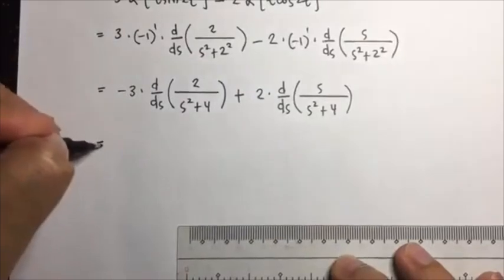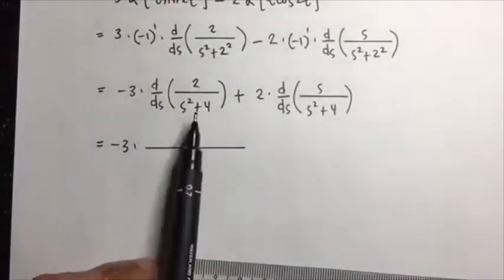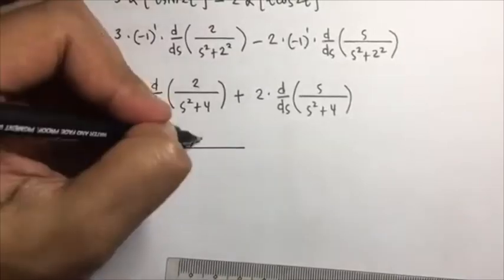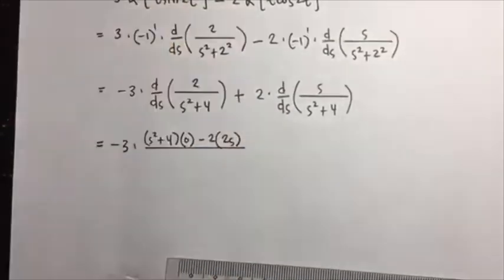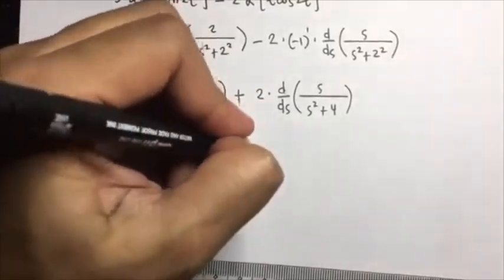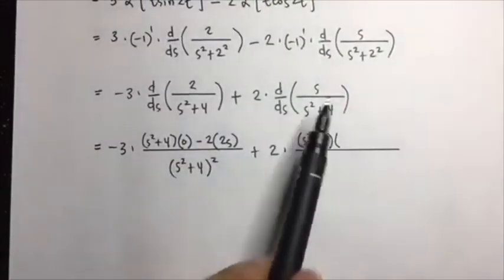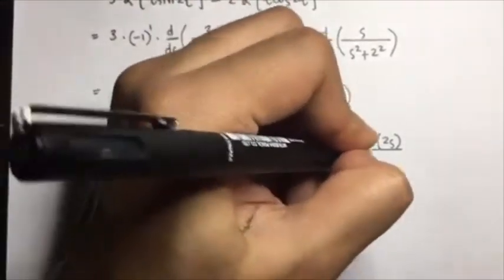Okay, so performing the differentiation, we have negative 3 times the derivative of the first term, which is the denominator s squared plus 4 multiplied by the derivative of the numerator, 0, minus the numerator multiplied by the derivative of the denominator, which is 2s, over s squared plus 4 squared, plus 2 times the derivative of the other one: we have s squared plus 4 multiplied by the derivative of the numerator minus the numerator multiplied by the derivative of the denominator, over s squared plus 4 squared.